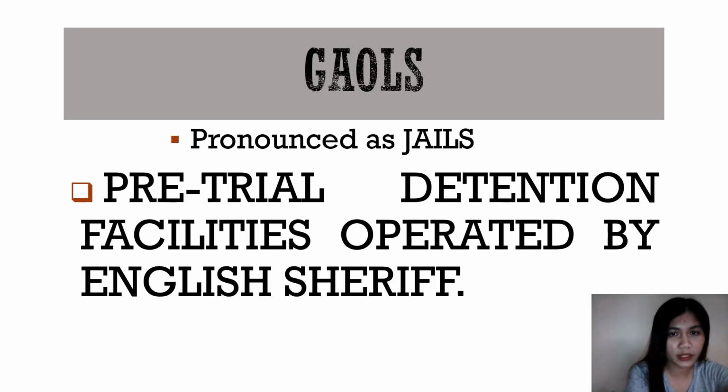And now we will discuss jails. So jails are pre-trial detention facilities operated by English sheriffs. Historically po, ang jail was predominant in Britain, until at which point jail became the more popular option in the year 1935.